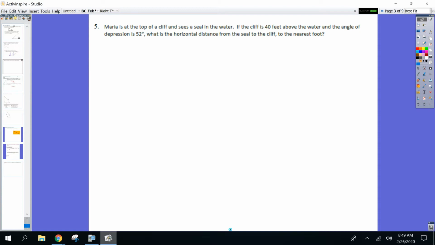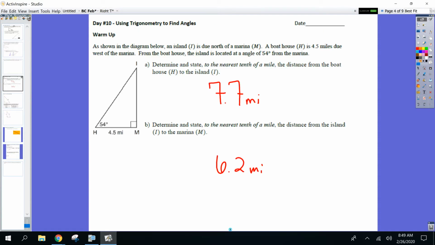Wrong page, Matt. Wrong page. Should be on day 10. Day 10. Parts A and B. Let's see what you got.